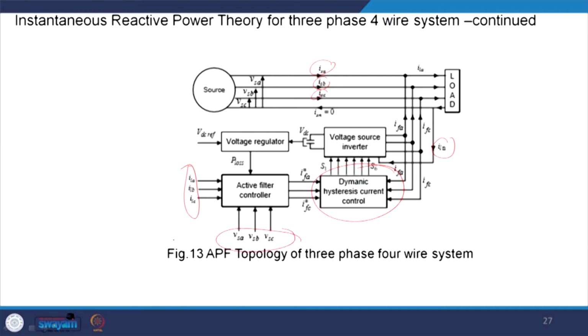Similarly, you have a source current, and you have a voltage regulator. From there you will get the component of the P loss that will maintain the DC-link voltage, and this will add up. Essentially, with all this calculation that has been shown, you get IFA star, IFB star and IFC star, and you can have a hysteresis or PI controller to compensate this current. This is the way the instantaneous reactive power theory proposed by Akagi will work.